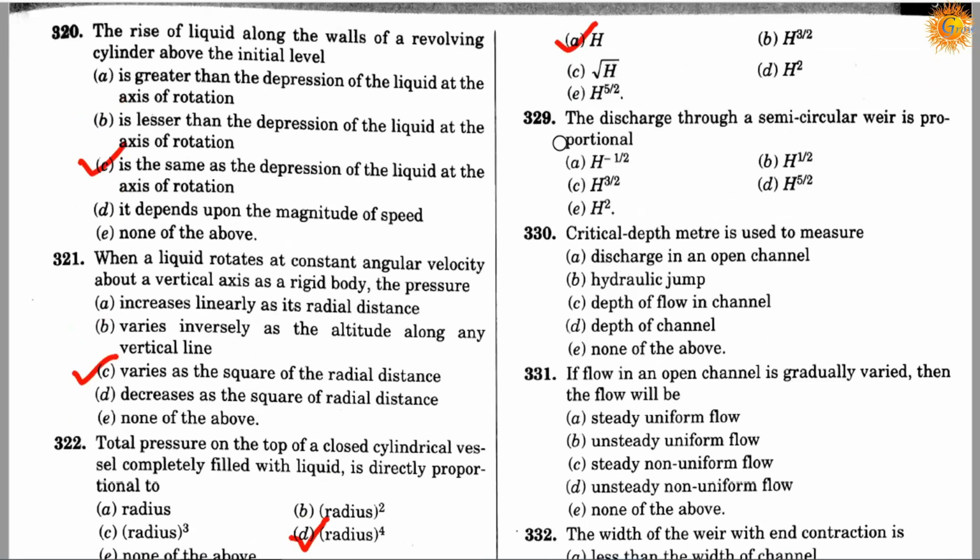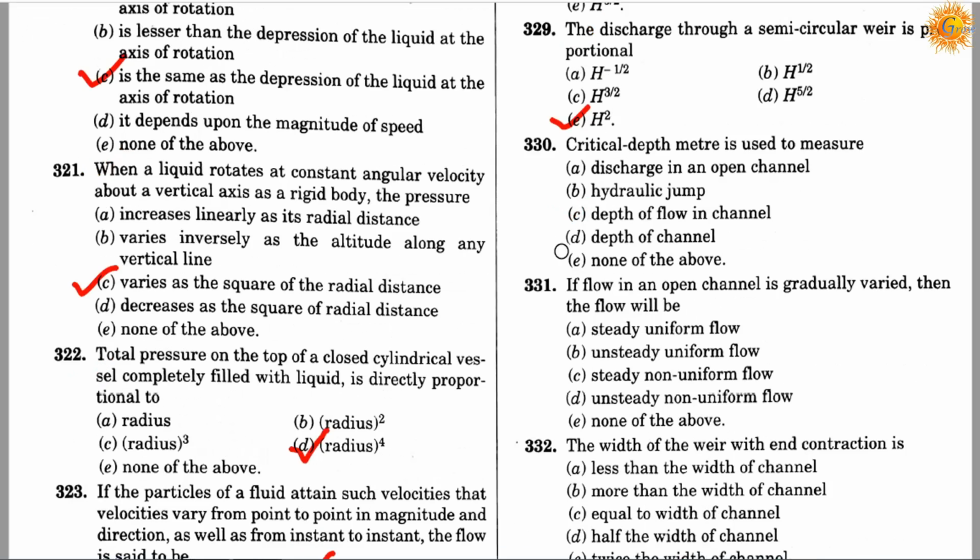Question number 329. The discharge through a semicircular weir is proportional to: option A, h power minus 1 upon 2; option B, h power 1 upon 2; option C, h power 3 by 2; option D, h power 5 by 2; and option E, h square. So the correct answer is h square.